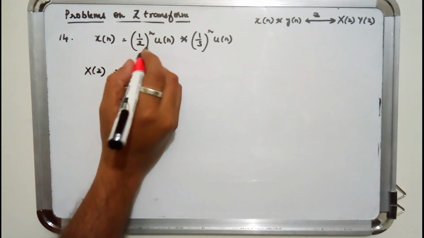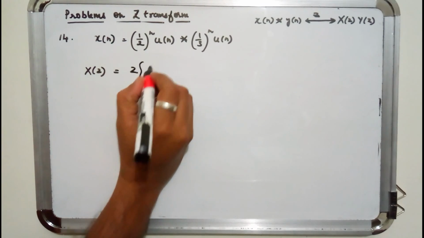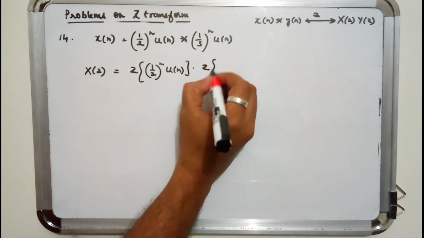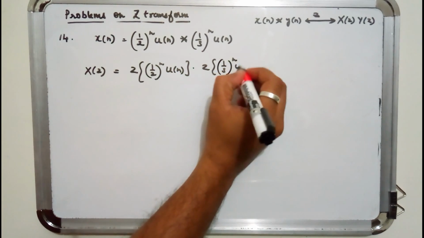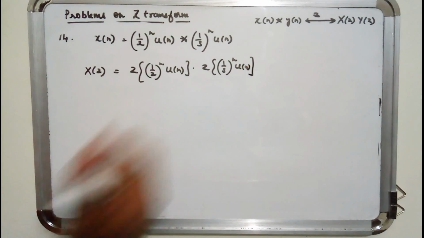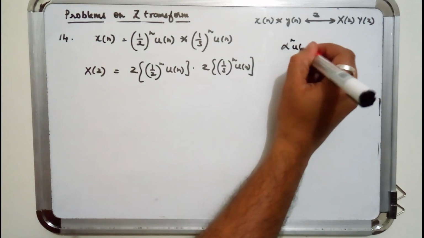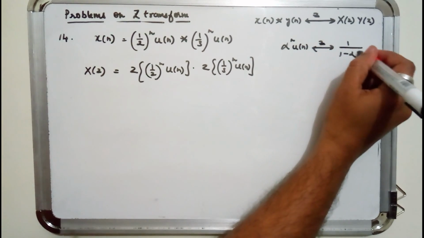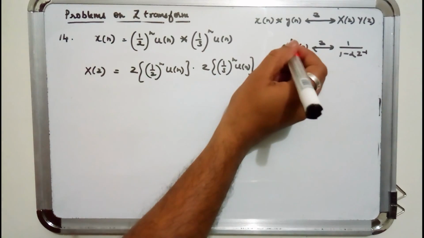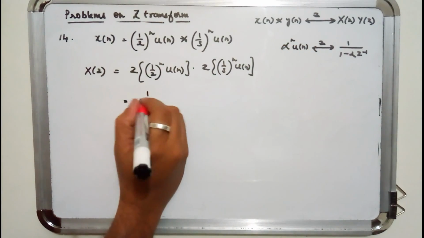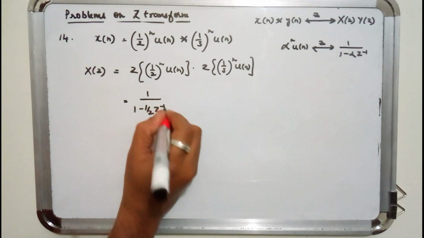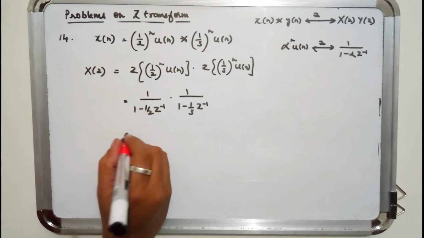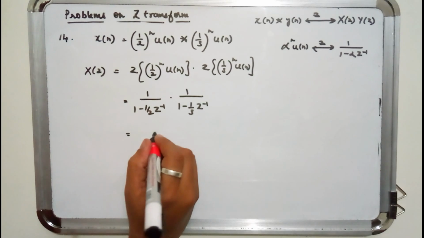So it will be the z transform of (1/2)^n u(n) into the z transform of (1/3)^n u(n). Now what is the z transform of alpha^n u(n)? It is 1 by 1 minus alpha z inverse. So in place of alpha I have 1/2, so it will be 1 by 1 minus half z inverse into 1 by 1 minus 1/3 z inverse. If you want, you can multiply and keep, or else this is the final answer.